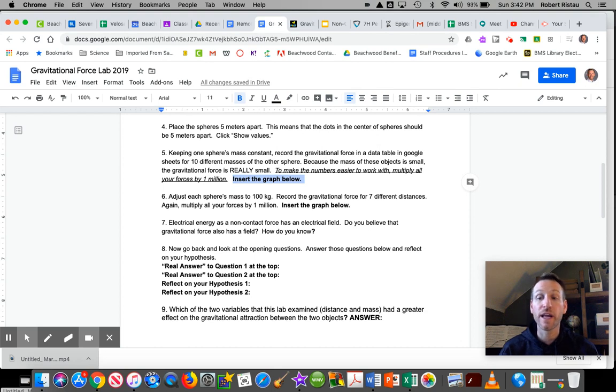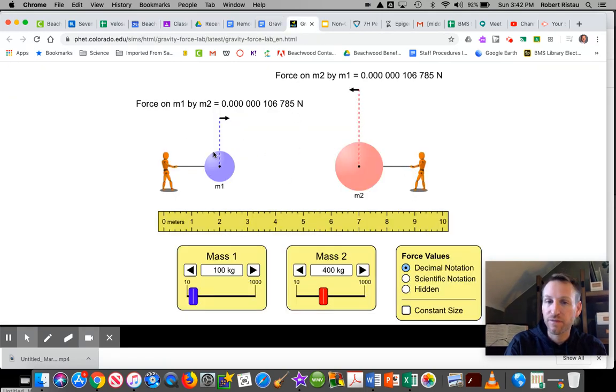Okay, and then the way the graph looks will count. If you do this correctly, it's going to look a very specific way. And if it doesn't look that way, you're going to lose points for it. Okay. So that's part 5, where you're keeping one sphere constant for the object. Okay. And then you're going to do 10 different masses of the other sphere. So they stay 5 meters apart, and you're just going to keep changing the mass.